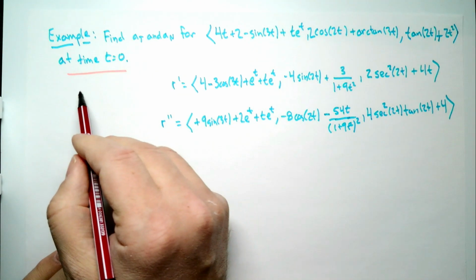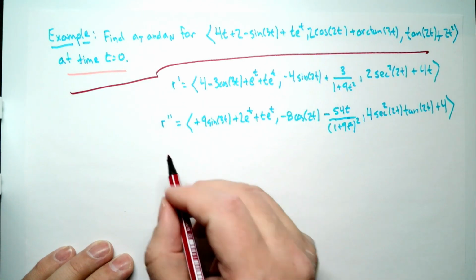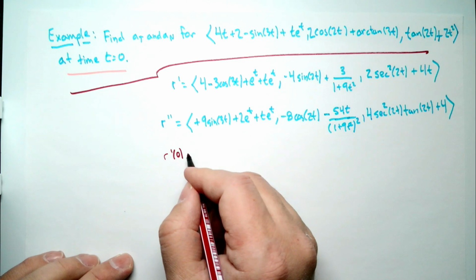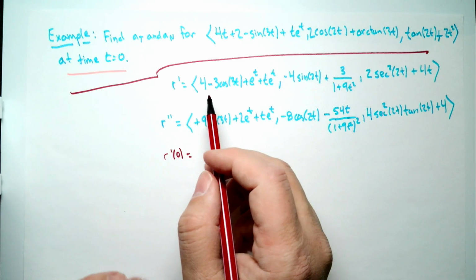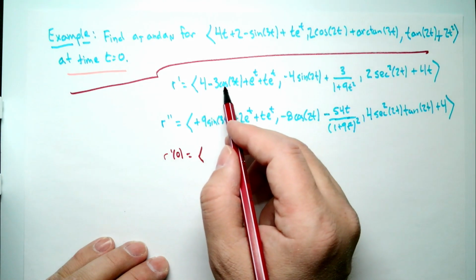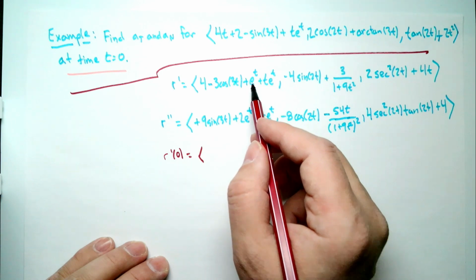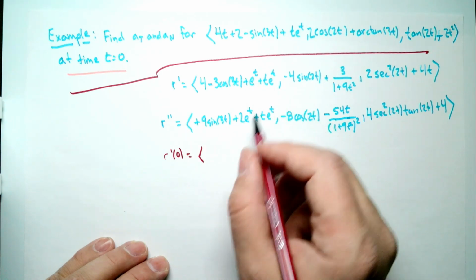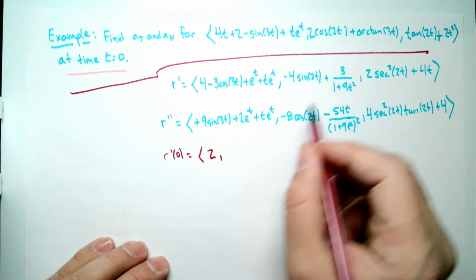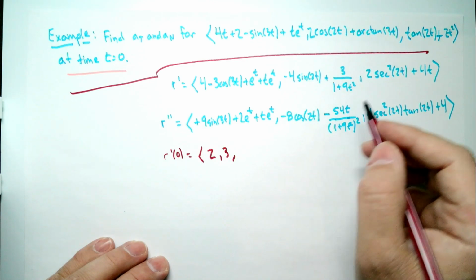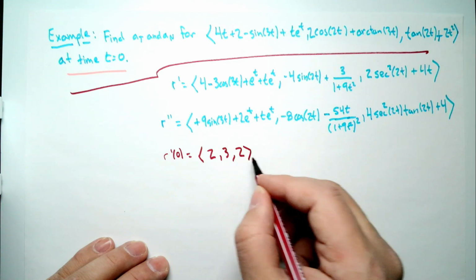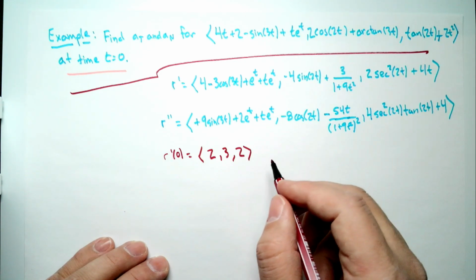All right, so let's separate. So we evaluate r prime at 0. So go through and plug in 0. What do you get? 4 minus 3 plus 1. Well, that's plus 0. So that's 2. Here you get 0 plus 3. 3. Here you get 2 plus 0. 2. So 2, 3, 2.